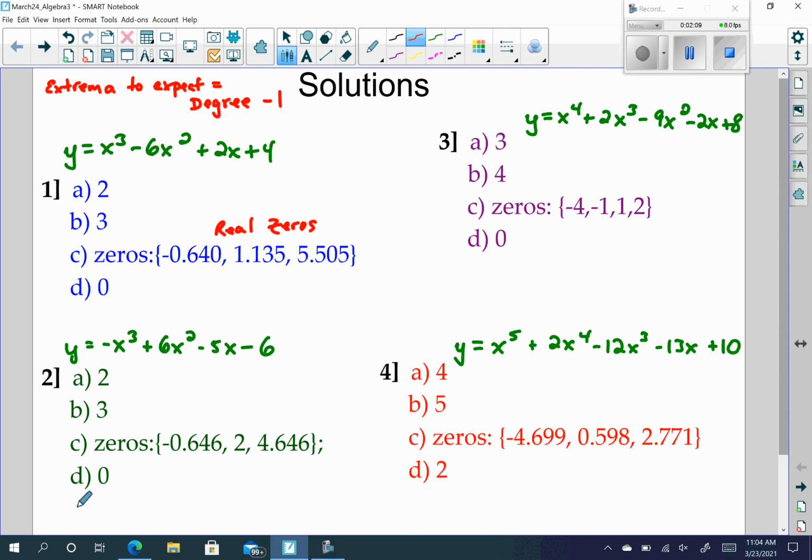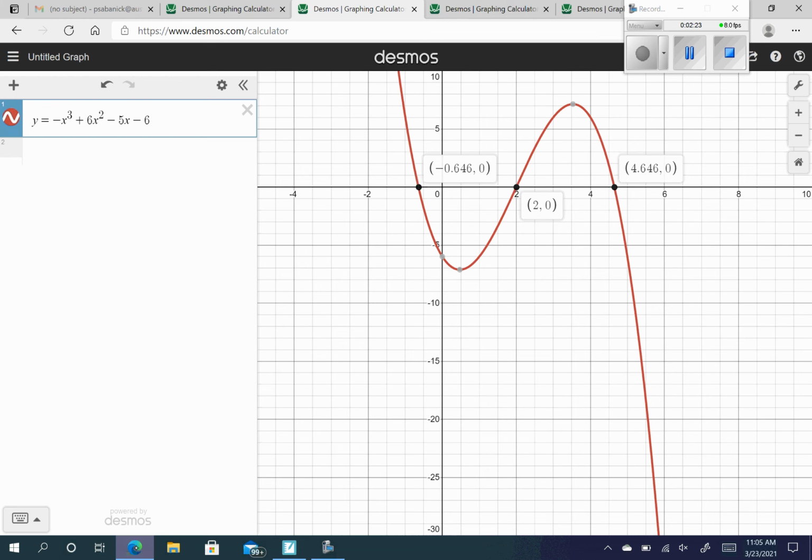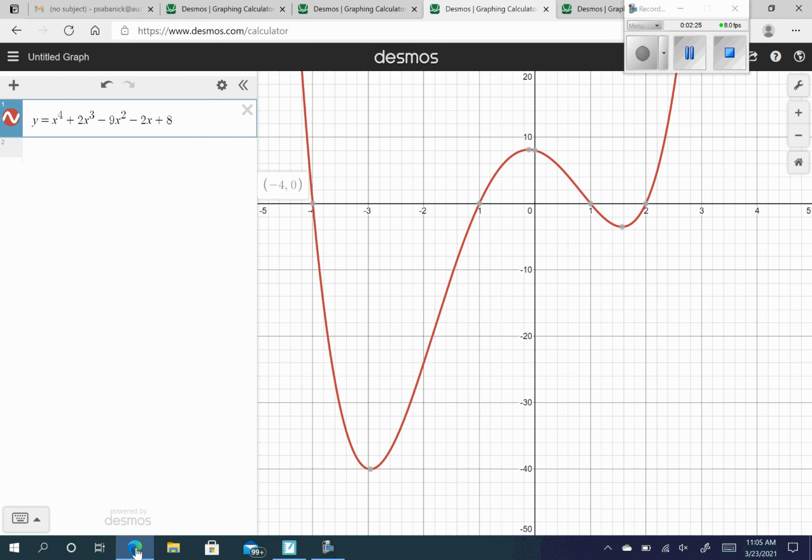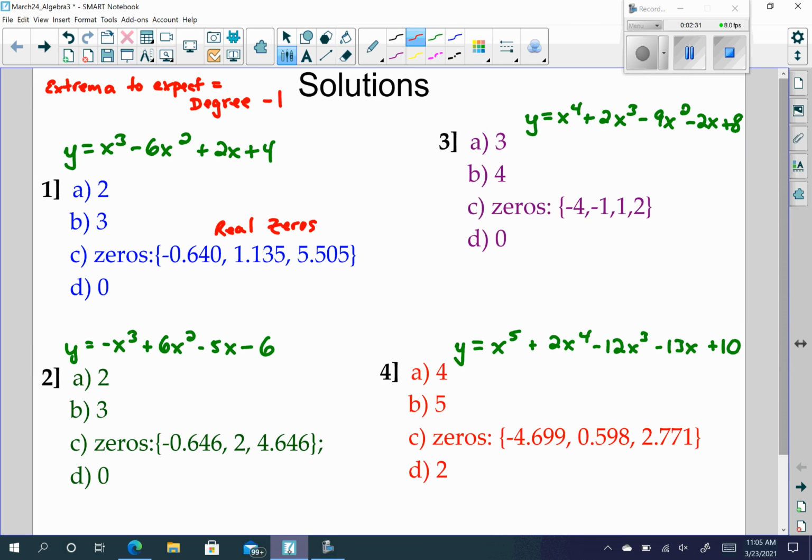Looking at 3, the degree is 4, so the max number of relative extrema to expect is 4 minus 1, which is 3. Total number of complex zeros would be 4. And we get all 4 real zeros here. These are nice integer values, so let's take a look here. There's negative 4, negative 1, 1, and 2. So we had 4 complex zeros total, 4 real zeros, so no imaginary zeros.